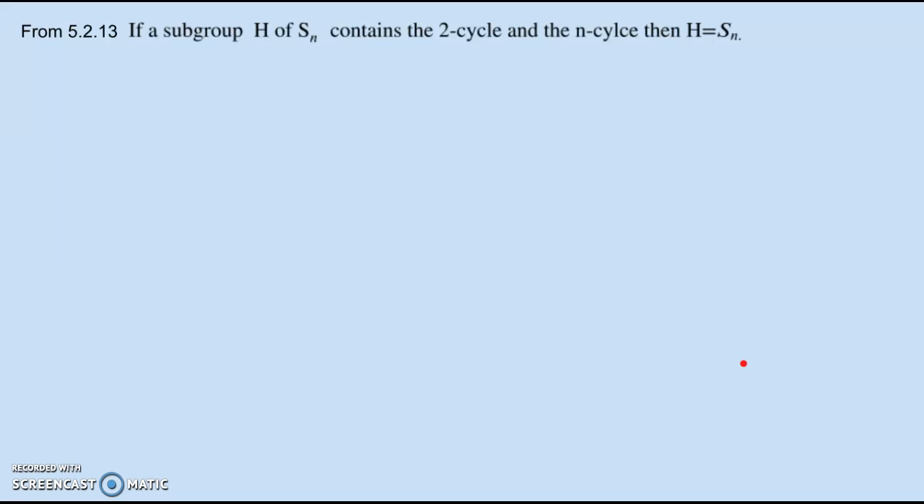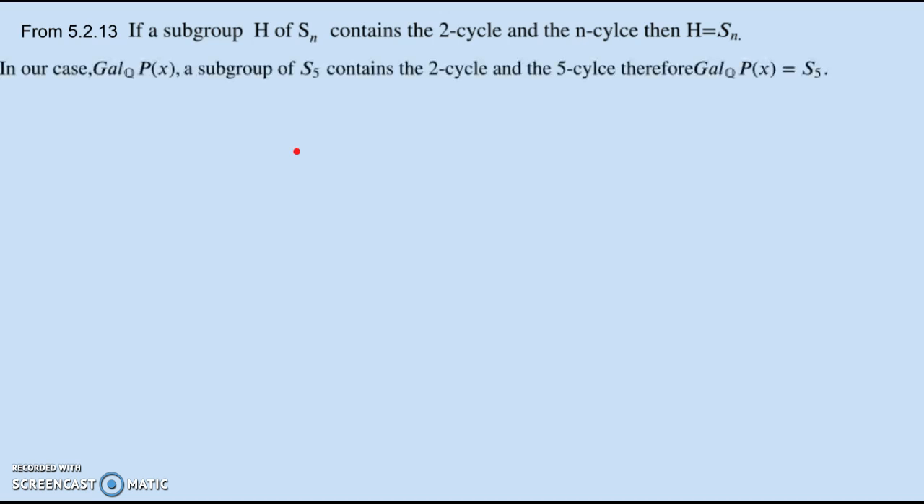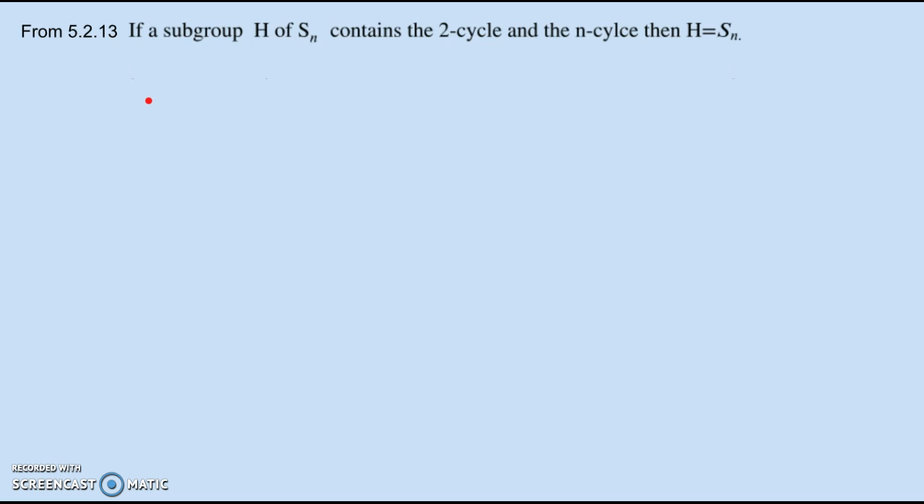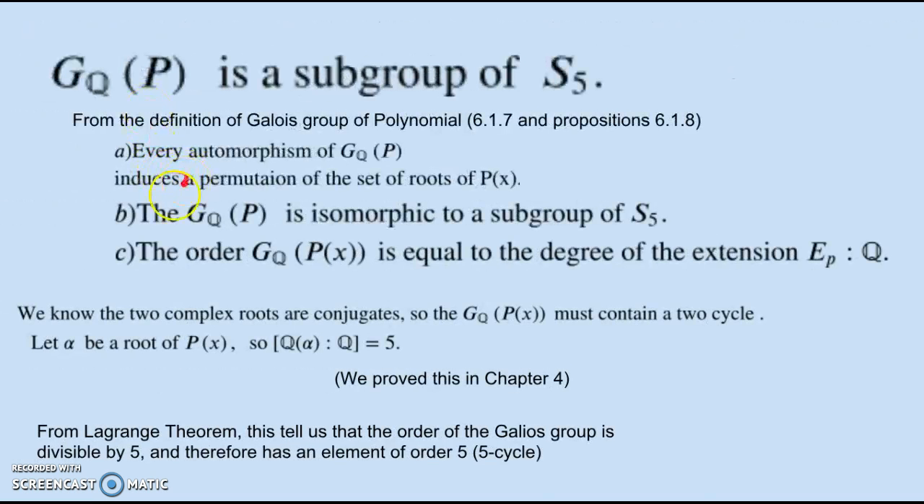Then, using the theorem from 5.2.13, we knew that if a subgroup H of Sn contains a 2 cycle and an n cycle, then it's equal to the entire group. While in our case, we know it's a subgroup of S5. We also know that it contains a 2 cycle and a 5 cycle. Kind of skipped a step here. We know this is a subgroup of S5 from part B right here.